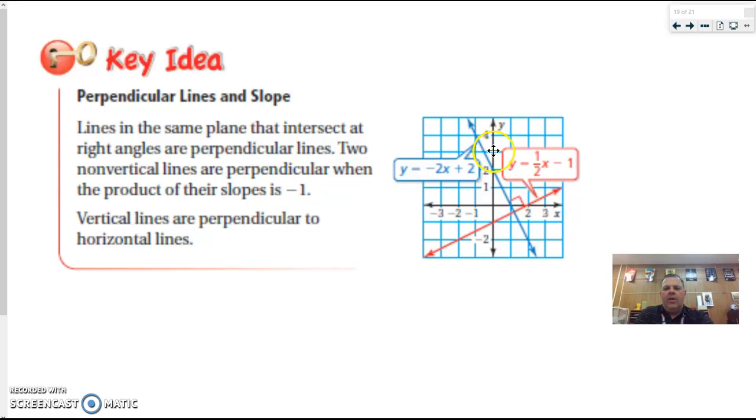So, for example, if I have a vertical line at 0 and a horizontal line at 0, they are perpendicular because they form right angles. You will see on the next slide what I am talking about with perpendicular.